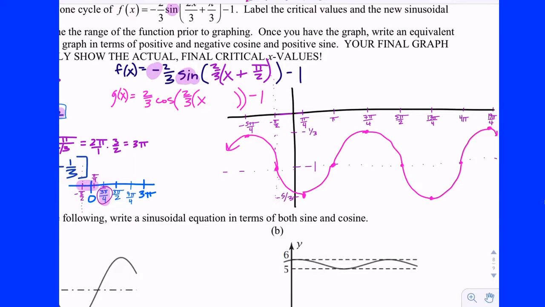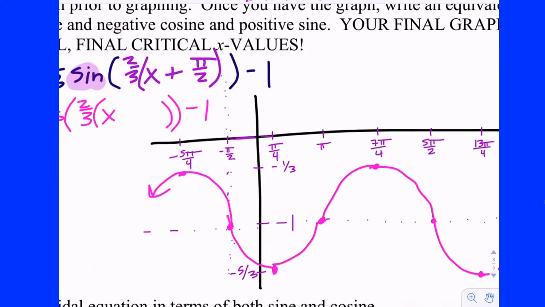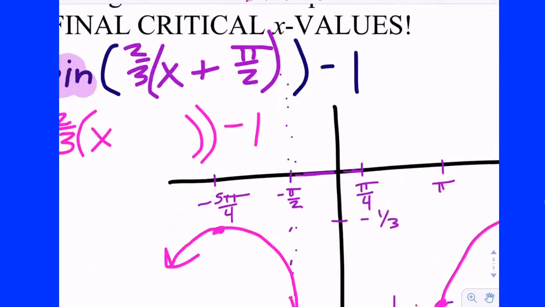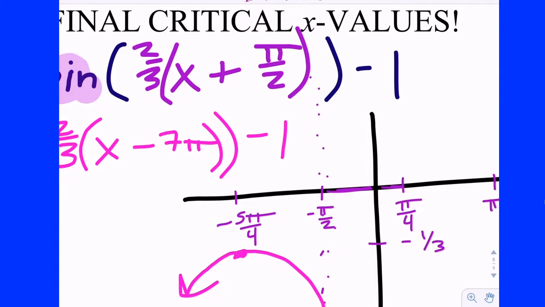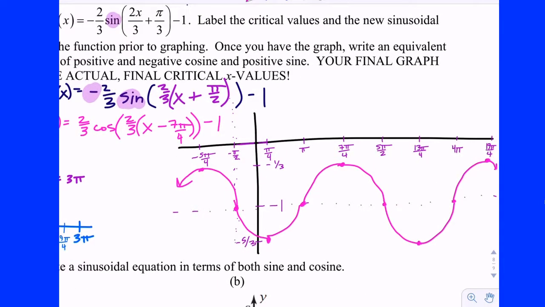7 pi fourths. Good. Not a bad one. So in the equation, would it be plus or minus 7 pi fourths? Minus. I've got to get over to the right. So it's minus 7 pi fourths. It could also be minus 19 pi fourths if you wanted, right? Or if I wanted to get over to negative 5 pi fourths, it would be plus 5 pi fourths. So all 3 of those would work.